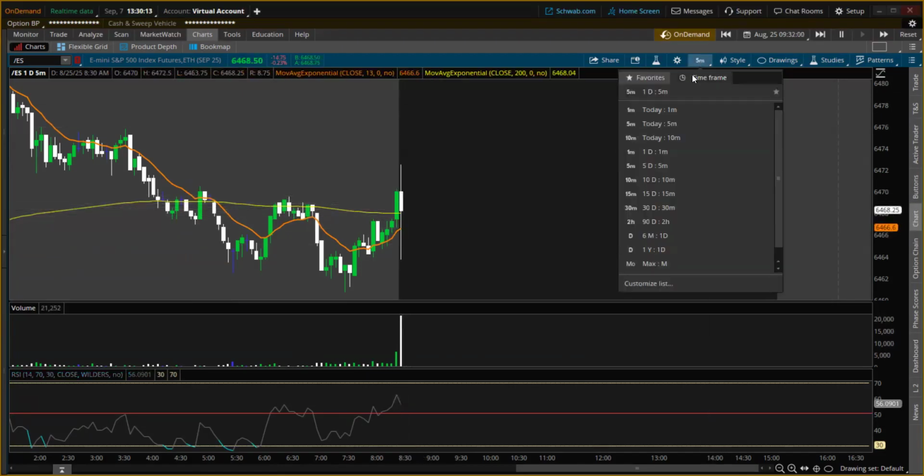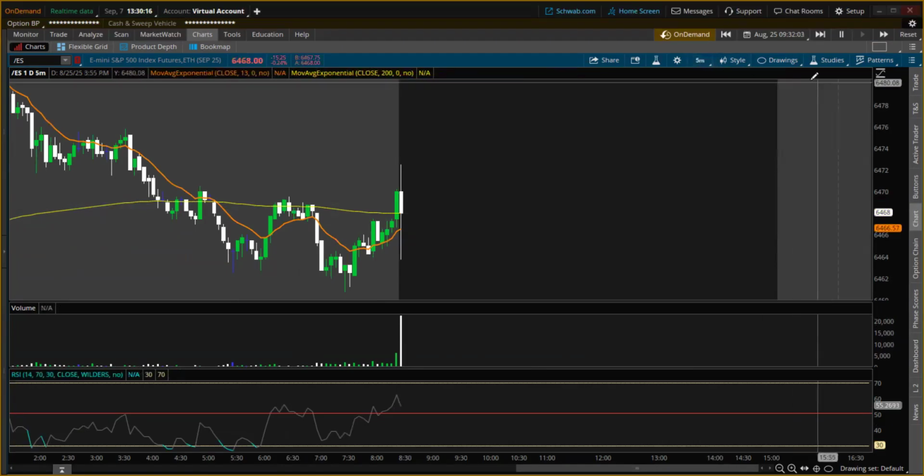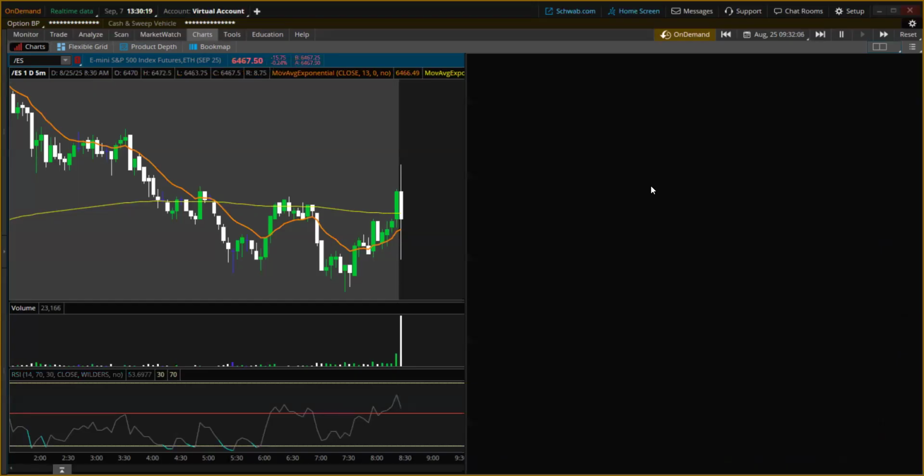If we switch this over to 5 minutes, you will see that it's just only one candle moving. When we switch it back over to the 1 minute, let me do it like this. I think now is the time for me to show you like this.